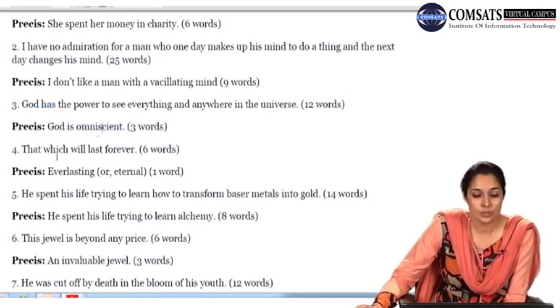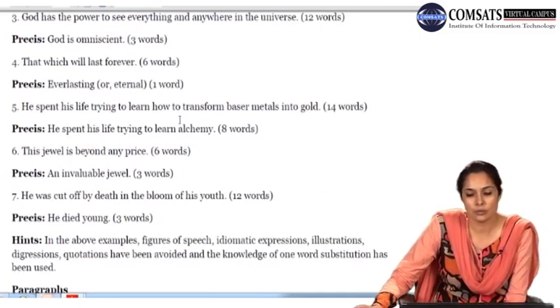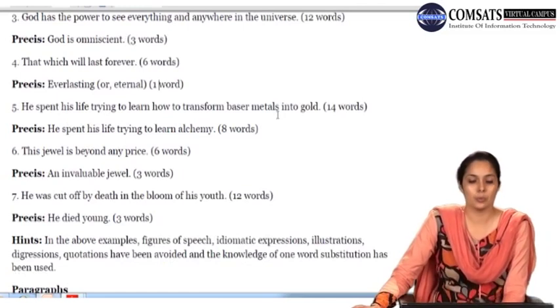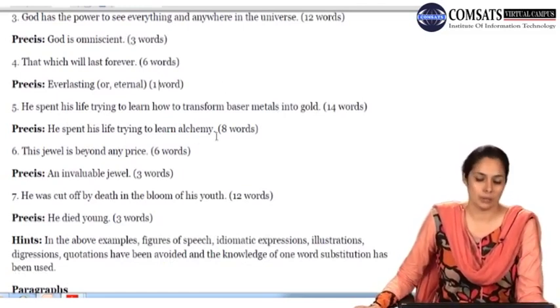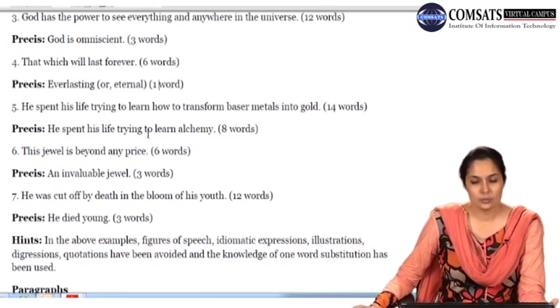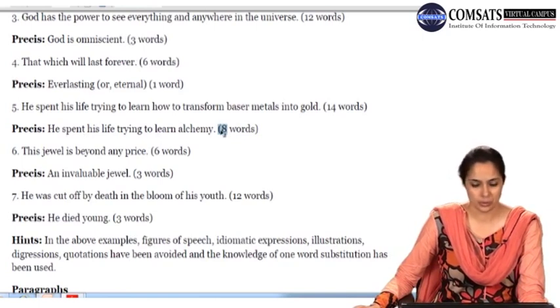Number 4, that which will last forever. Something that lasts forever is everlasting or eternal. 6 words को 1 word में चेंज कर दिया. Number 5, he spent his life trying to learn how to transform baser metals into gold. Now transforming baser metals into gold is alchemy. He spent his life trying to learn alchemy. 14 words, 8 words, almost half, just 1 word more.